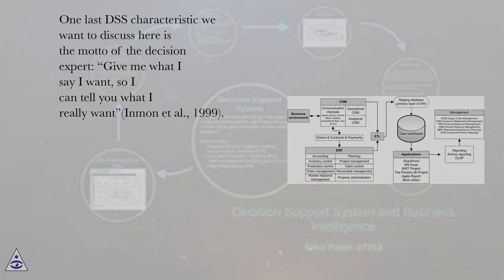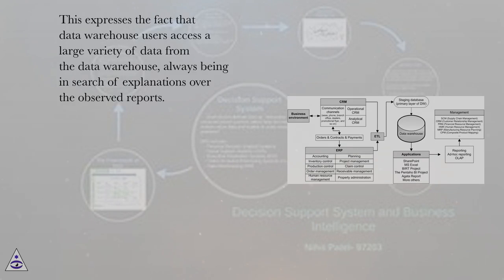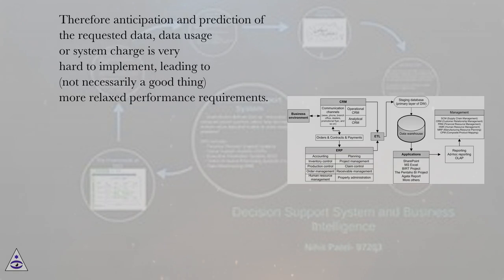One last DSS characteristic we want to discuss here is the motto of the decision expert: give me what I say I want, so I can tell you what I really want. Inman et al., 1999. This expresses the fact that data warehouse users access a large variety of data from the data warehouse, always being in search of explanations over the observed reports. Therefore, anticipation and prediction of the requested data usage or system charge is very hard to implement, leading to, not necessarily a good thing, more relaxed performance requirements.